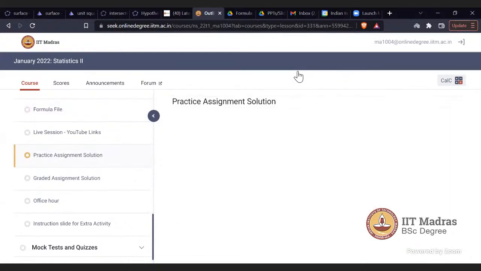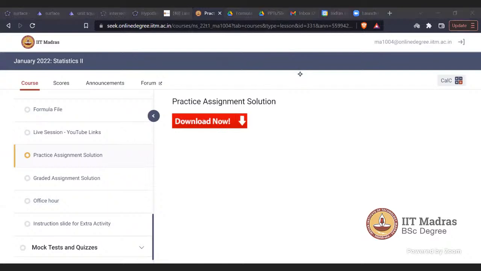Ma'am, is this the formula sheet we will be getting? Because there are two different formula sheets. One is a very truncated one with just eight or nine formulas, and the one you are showing is a detailed one. So are we going to get this detailed one? Yes, the formula file for the final quiz. If you go to the formula file, the first file is the formula file final quiz. This is what you will get. Thank you, ma'am.